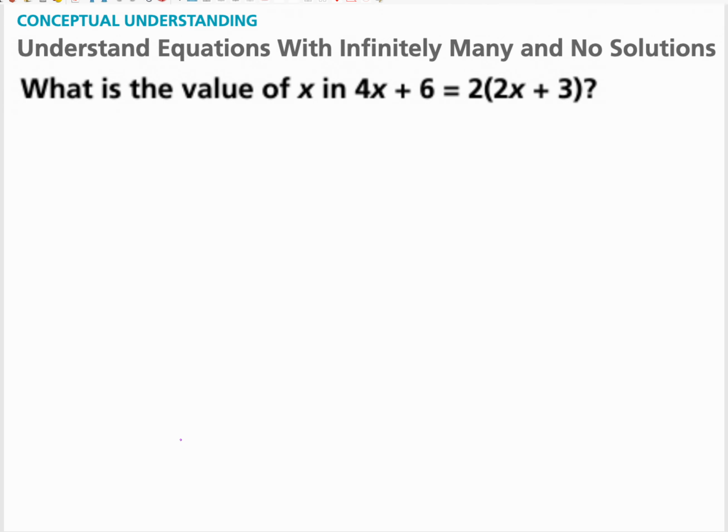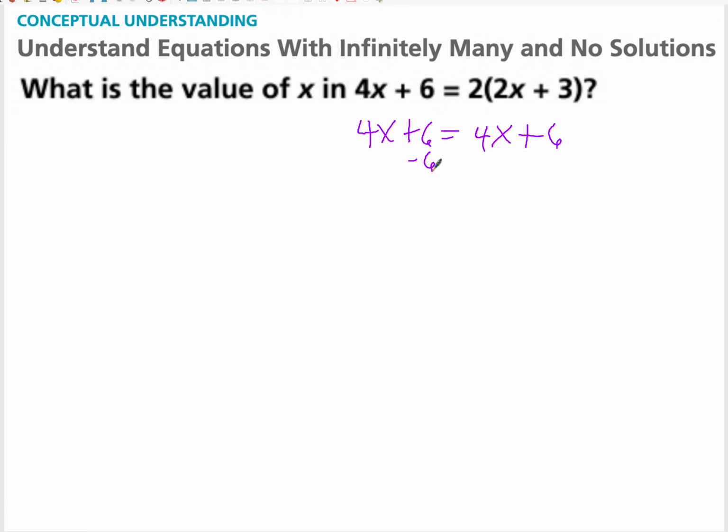So first thing I want to do is distribute the 2. So 4x plus 6 equals, when I distribute the 2, 2 times 2x is 4x, and then 2 times 3 is 6. So at this point, you should notice that both sides of the equation are identical, and that's an important word, the word identical. But let's look and see what happens.